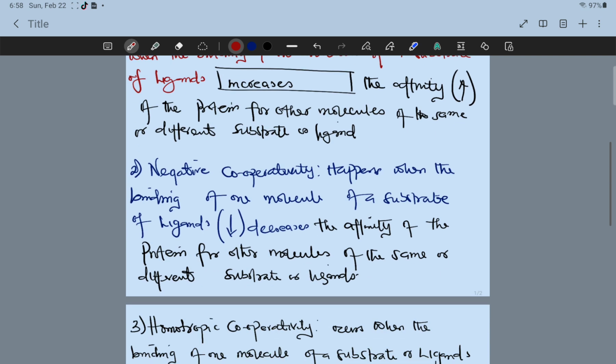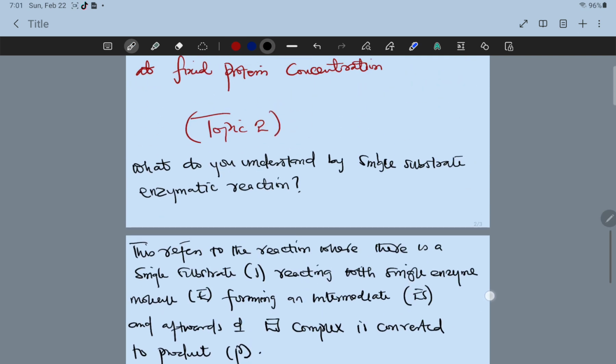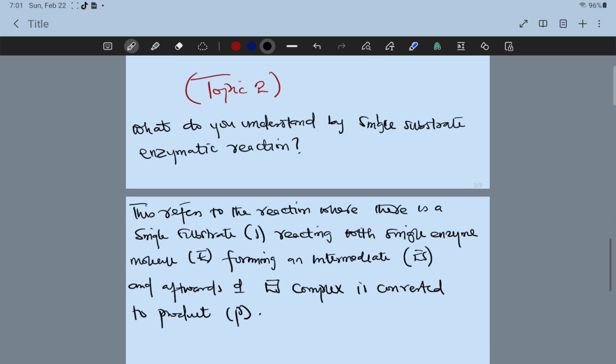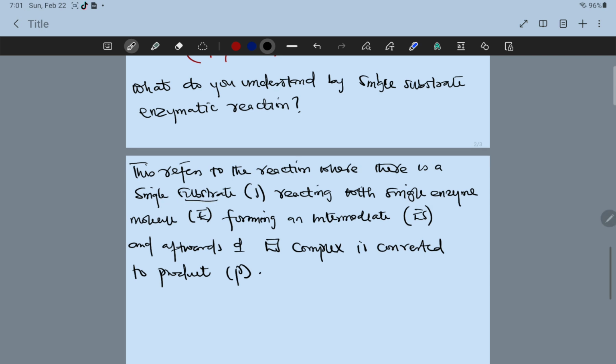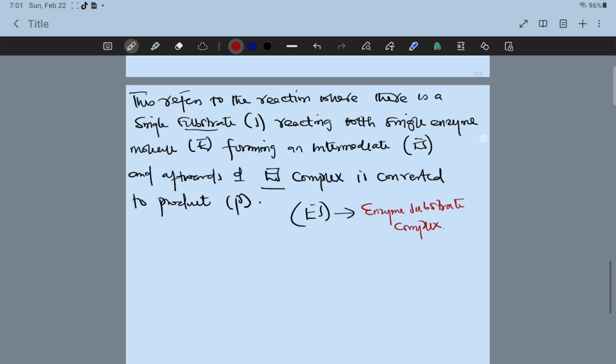All right, so we move to topic 2. What do you understand by single substrate enzymatic reaction? We said this refers to the reaction where there is a single substrate reacting with a single enzyme molecule, forming an ES, which in biochemistry means enzyme substrate complex. So the ES is converted to products. That is why it's called single substrate enzymatic reaction.